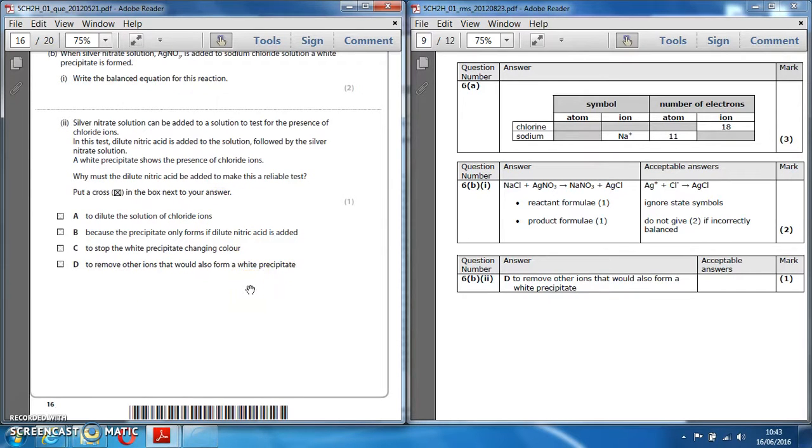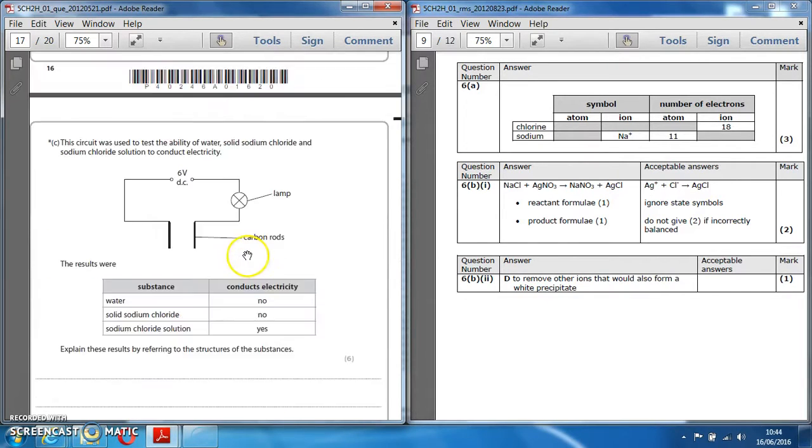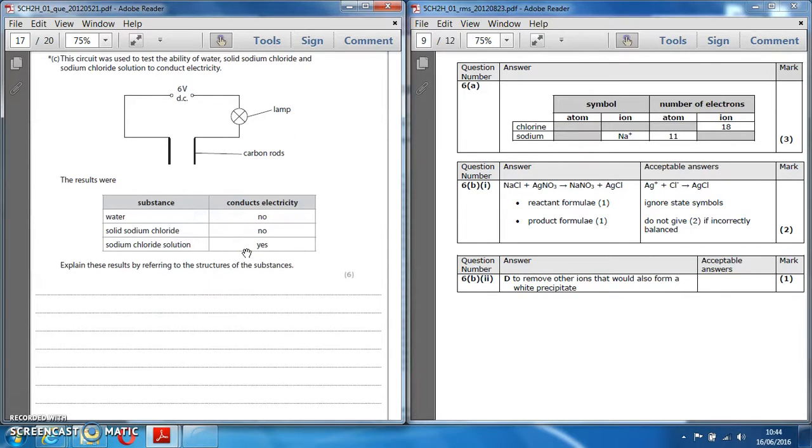Why must you use dilute nitric acid? So it's to get rid of anything else that might be there. You can't use hydrochloric because that would interfere with the test, and the acid destroys anything else there that might give you a false positive or mess up your result. Tricky little one, that one.